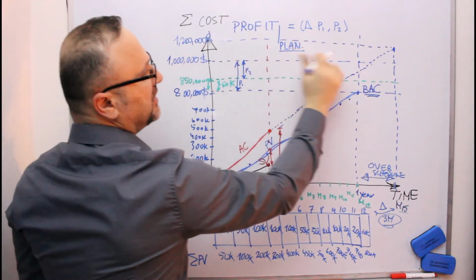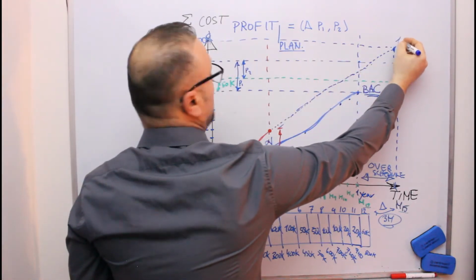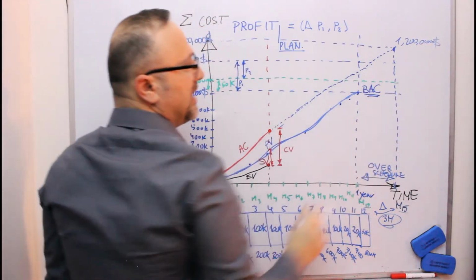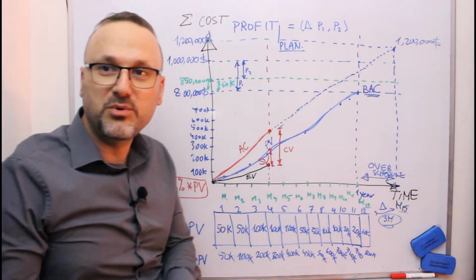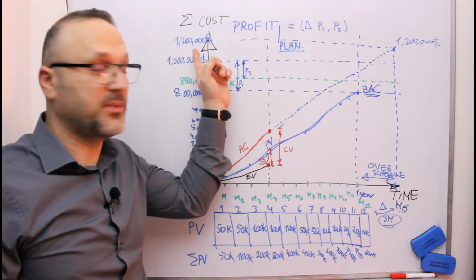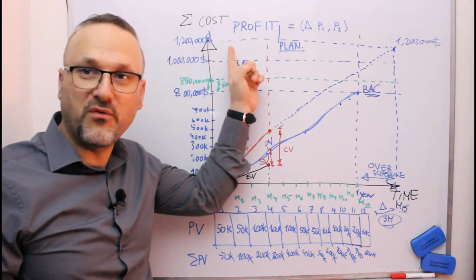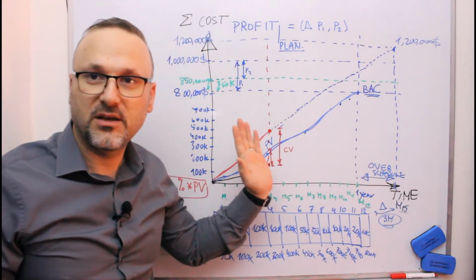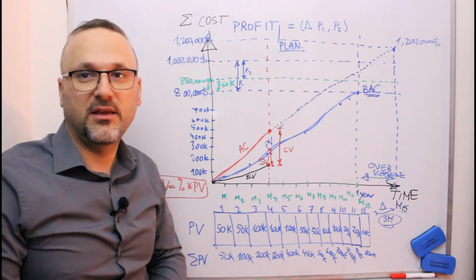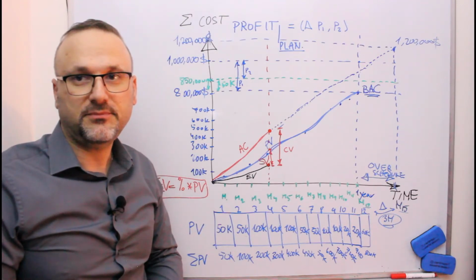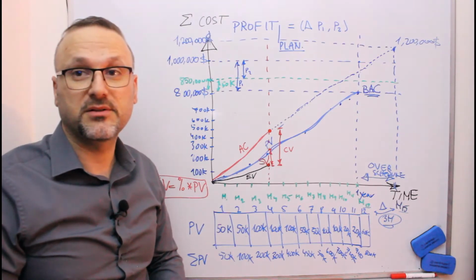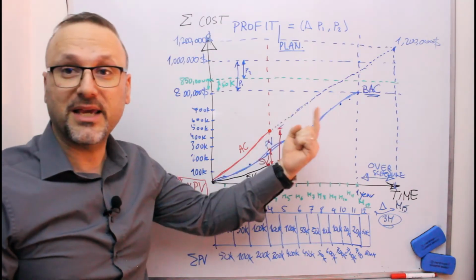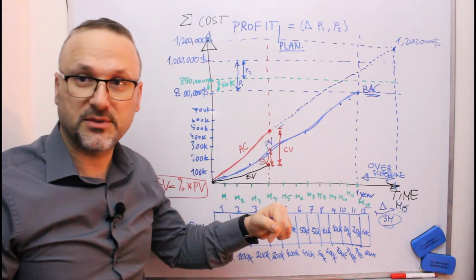So I actually completed with 1,200,000. That means I am losing. I am over budget, over cost, and over schedule. This is the bad type of project management. The project behavior here is wrong. You need to do something to return back in schedule and in cost.